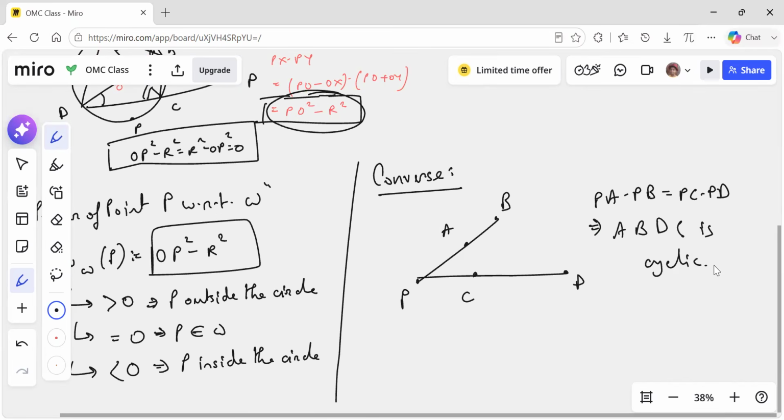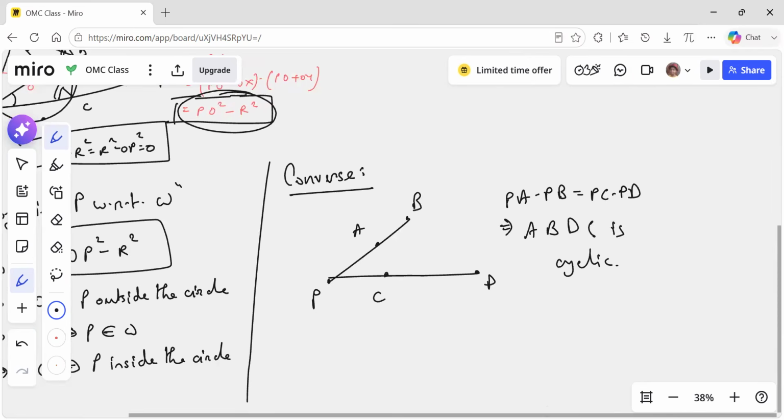Can you show this? A quick proof would be helpful. Let me check the chat. Anyone on why this is cyclic?